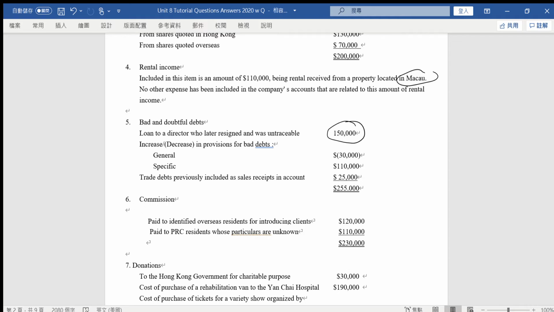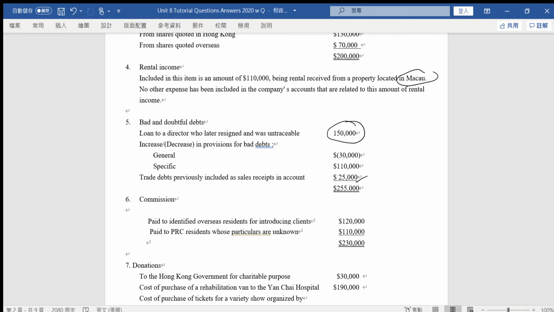Then the trade debt was previously included as a sales receipt in the accounts. That is correct, the tax treatment is no problem, and the accounting treatment is no problem. That is why for this 25,000 we need not adjust anything.